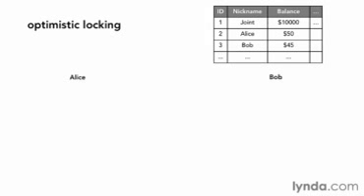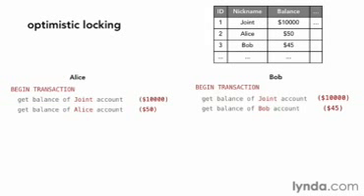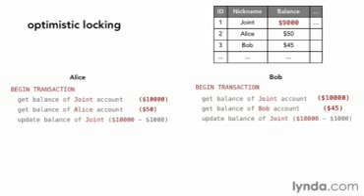So we begin with the same situation. Alice and Bob both start. Alice starts her transaction and reads the joint account balance. Bob tries, but where he was refused a moment ago with pessimistic locking, he's going to be allowed to right now. And we'll both continue. Alice will read hers, Bob will read his. Alice will change the joint account down to 9,000. Now, here's the difference. Bob will try and update that too. He thinks he's going to update it from 10,000 to 9,000.